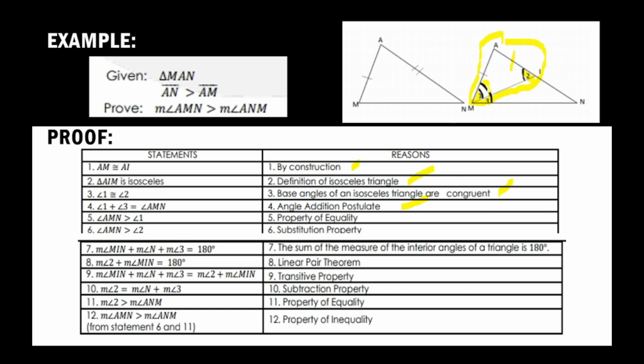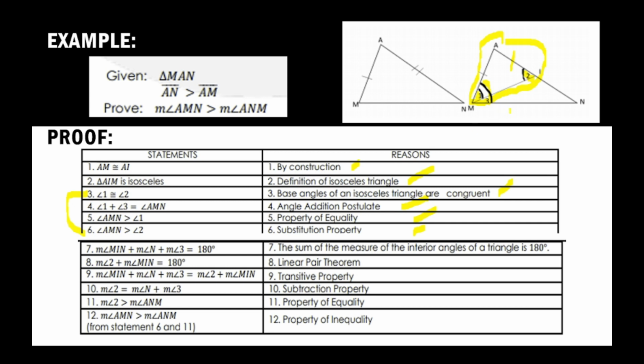Then, angle AMN is greater than angle 1. Obviously, because it is angle 2 plus angle 1 plus angle 3. So angle AMN, this big one, is greater than angle 1. That is the property of equality. And then, we have angle AMN is greater than angle 2, because angle 1 is congruent to angle 2. So, by substitution, you just replace angle 1 with angle 2. That statement came from statement number 3. So that is the substitution property.